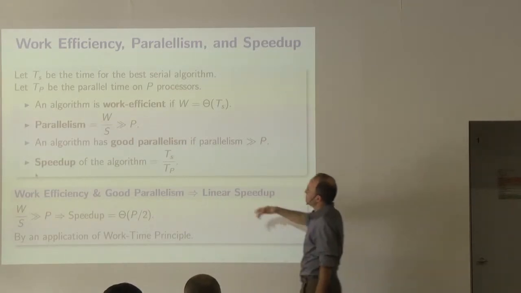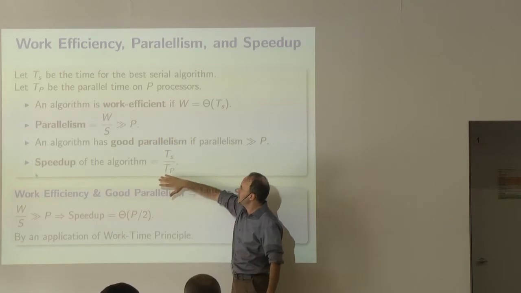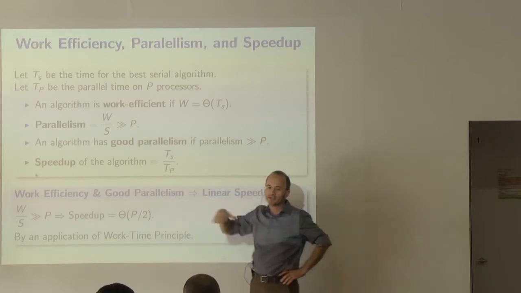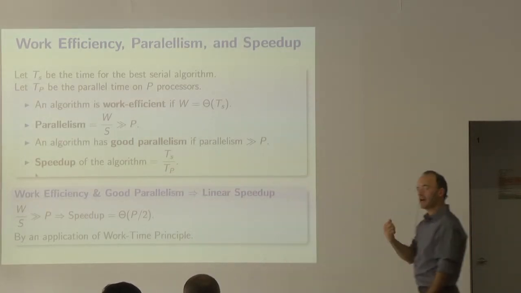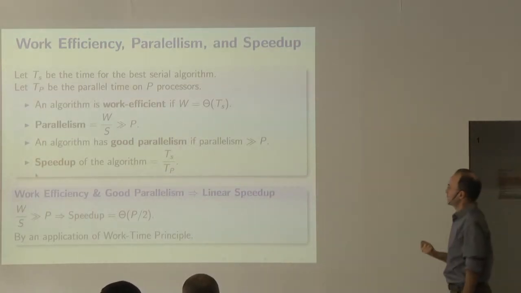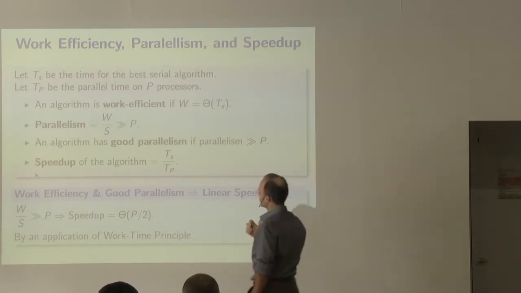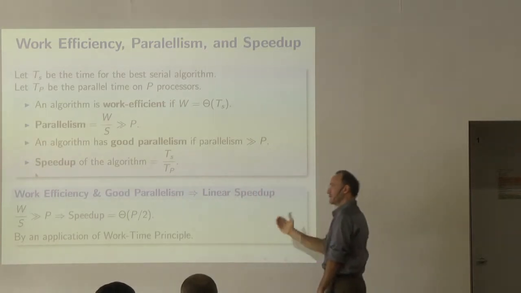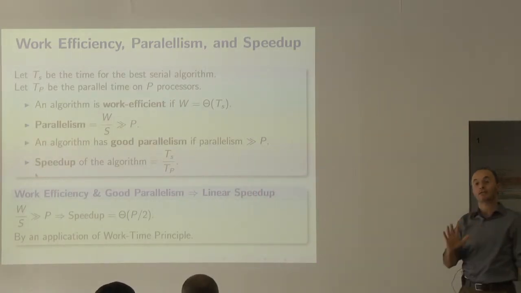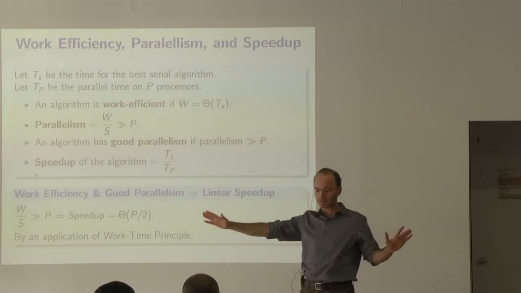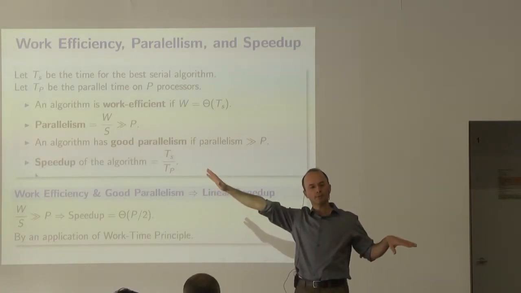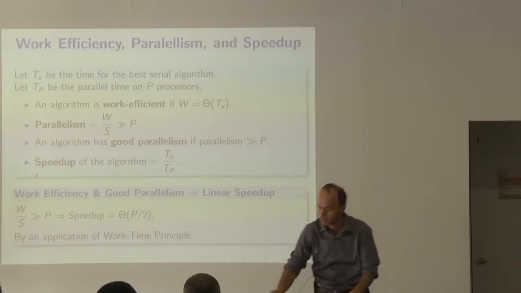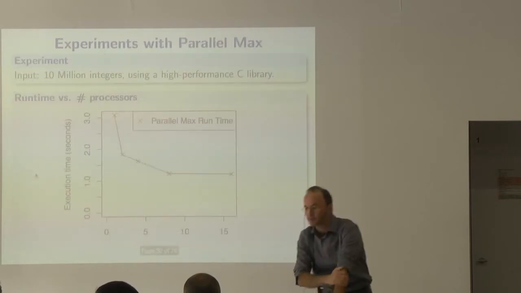And then we talk about speedup, which is the time that serial execution takes divided by the time on P processors. And that is the speedup that we hope to maximize in parallel processing. Now, a theorem is that if you've got a work efficient algorithm, and if the algorithm has a lot of parallelism, then you can expect linear speedup. That means as you increase the number of cores or processors, you should be able to see a corresponding decrease in runtime. Okay? So this is all theory. Let's see how it works.